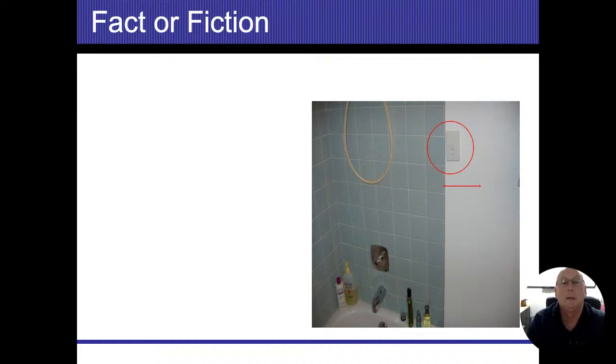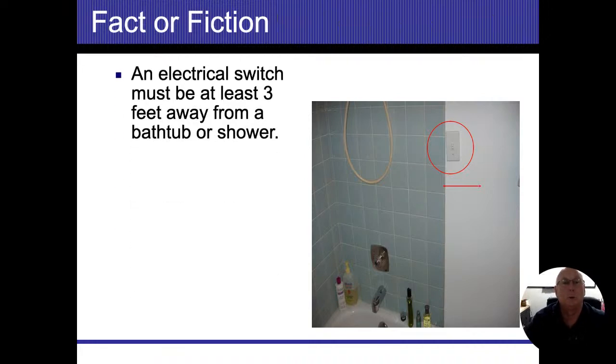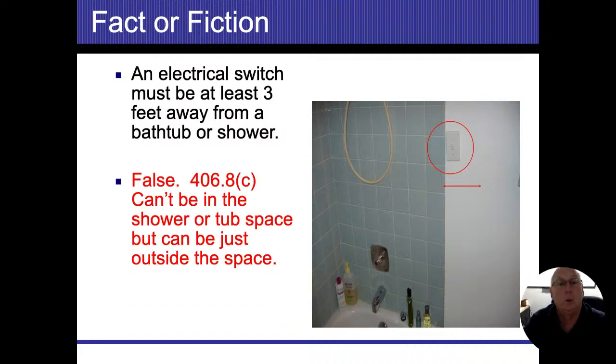Now this code here is actually changing. In Canada, they had it for a long time that switches and outlets all needed to be either 3 or 5 feet away from the tubs. In the United States, they just couldn't be in the tub. So here the question was, an electrical switch must be at least 3 feet away from the bathtub and shower. Originally, that was false. 406.8 says it can't be in the shower space.